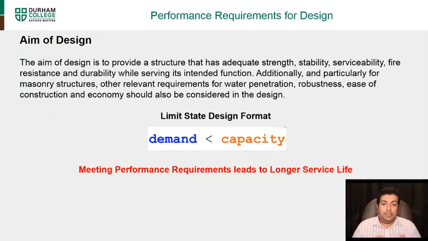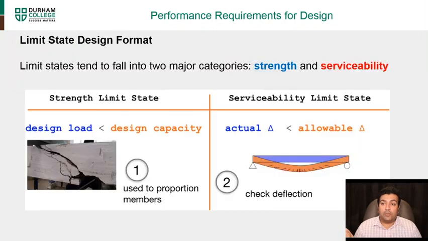According to the limit states design format, what we want to see is that demand is less than the capacity. So that's what we design for. And meeting the performance requirements leads to longer service life. So there are the performance requirements that we need to look for, and the better we can do those, the longer life we can get out of it.